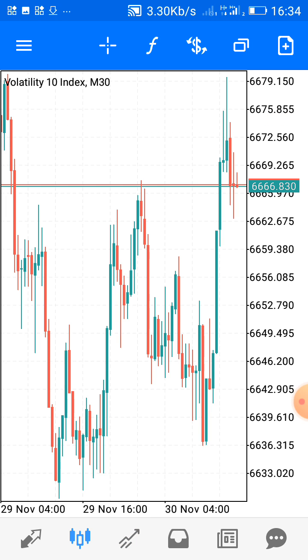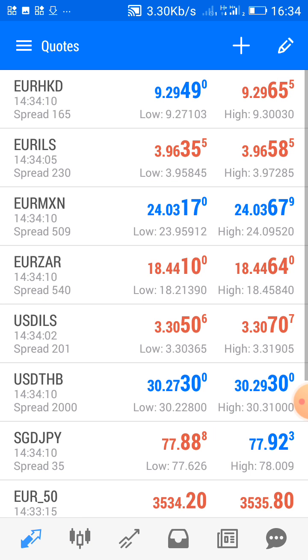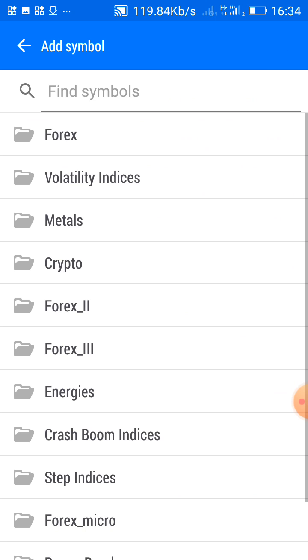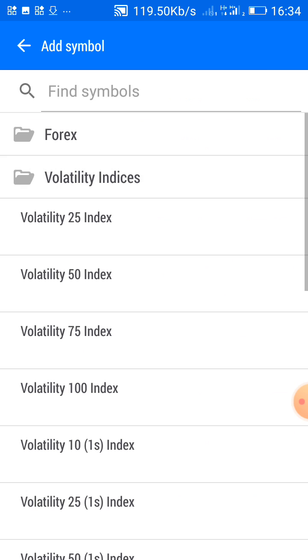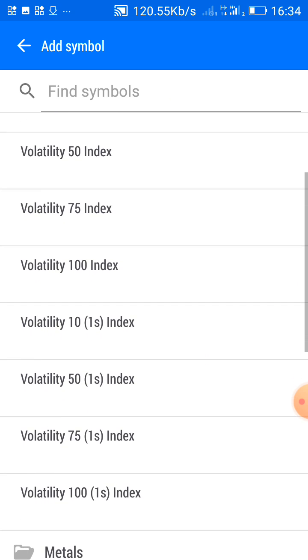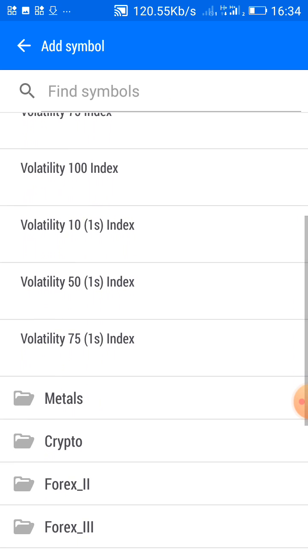So firstly, this is a demo account, because every practice is done on the demo account. So I can choose volatility indices, and I can choose volatility 25 1S, volatility 100 1S.